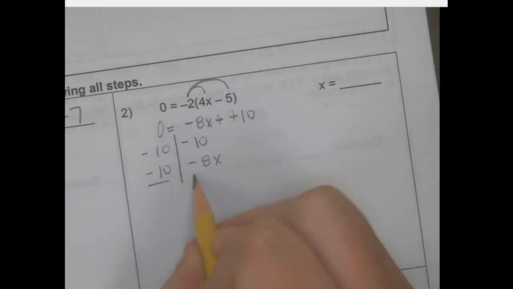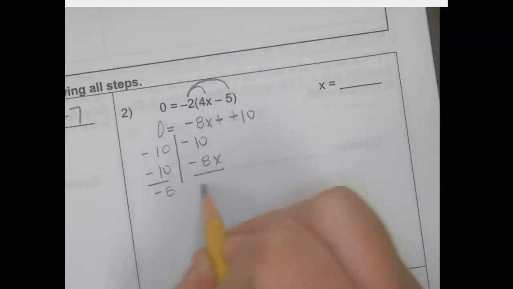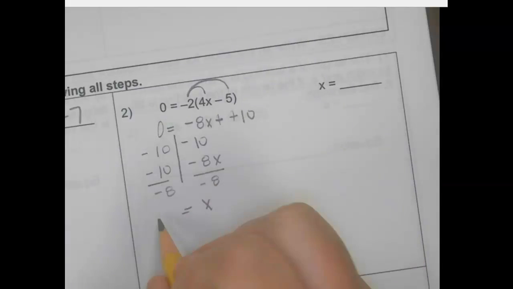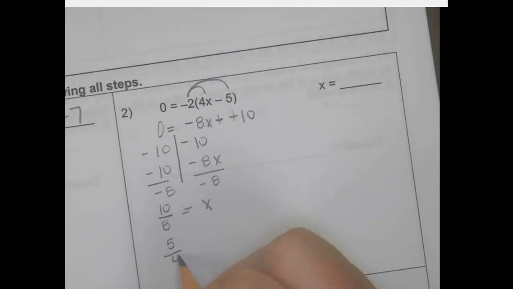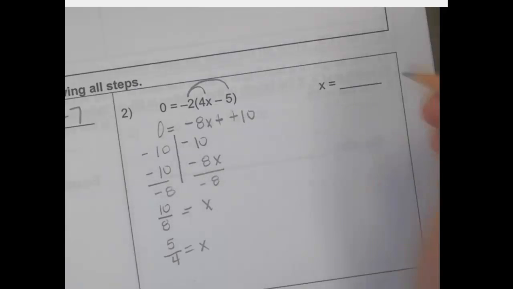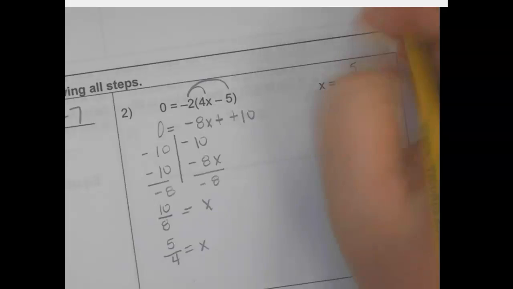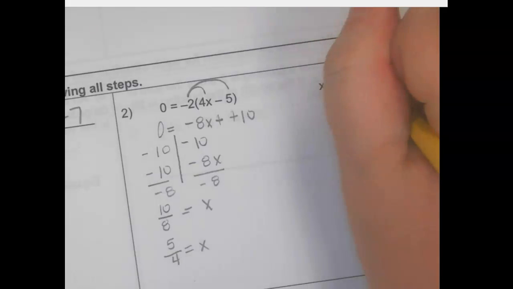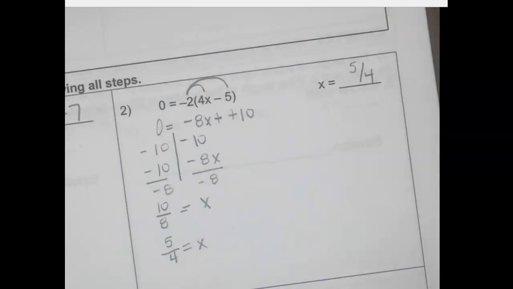Divide both sides by negative 8. This leaves me with x on this side. It leaves me with positive 10/8 on this side, which can be simplified to 5/4. If you went ahead and put it in its decimal form, that's fine. It would have been 1.25. But improper fractions are perfectly okay in this class, so I'm going to keep it that way.